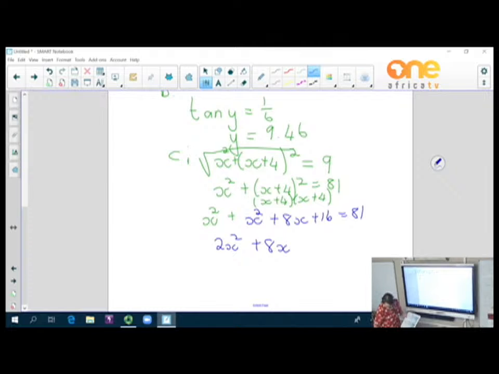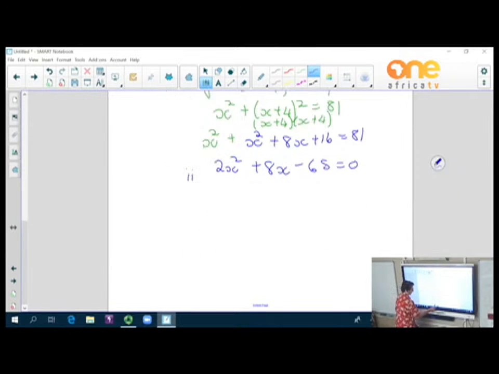16 minus 81 is equal to negative 65. And at number 2, they say now again, solve this equation. And look what they say there. Show your working, give your answer to 2 decimal places, which means that this is going to be with a formula. I hope you can still remember what we were doing.